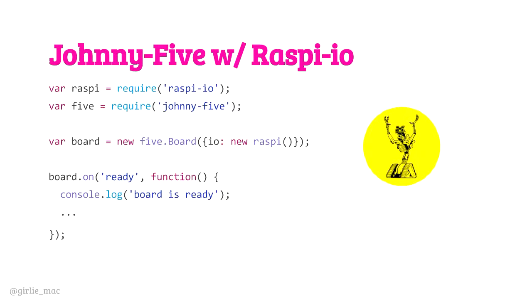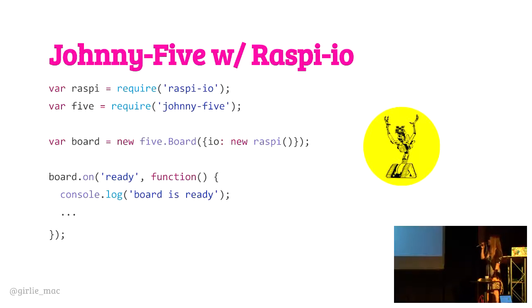So this is how I code this app. I'm using Johnny 5 with Raspberry IO. I require this package, Johnny 5 and Raspberry IO, which is written by Brian Hughes. Actually, he helped me a lot when I was working on this project. I actually bugged him a lot this weekend too.